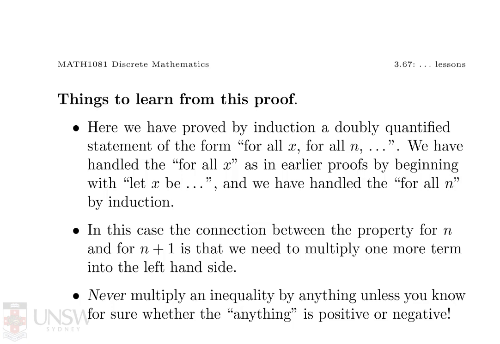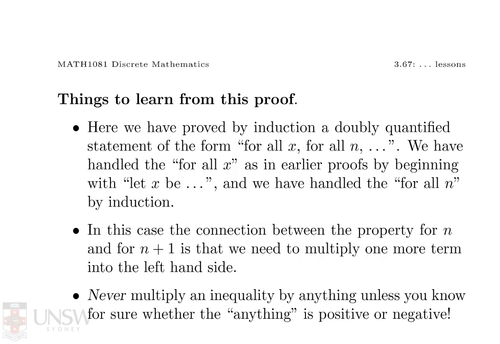We've looked at the for all x. We've done that as in earlier proofs. We just begin by saying let x be whatever it's supposed to be. So any number from 0 to 1 in this case. And with the for all n part of the statement, we've done that by induction.